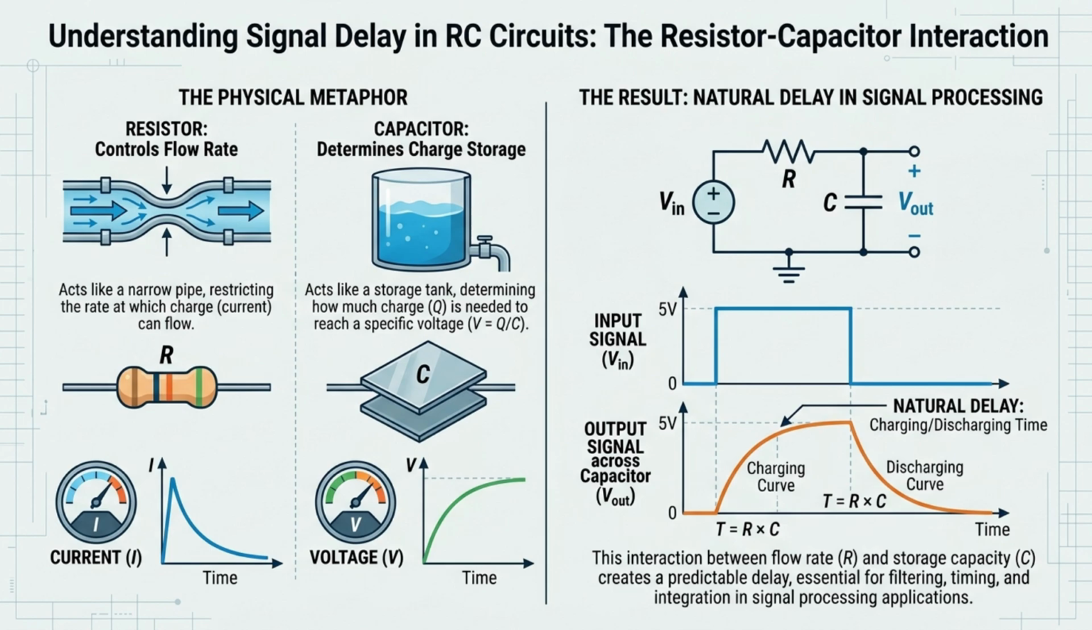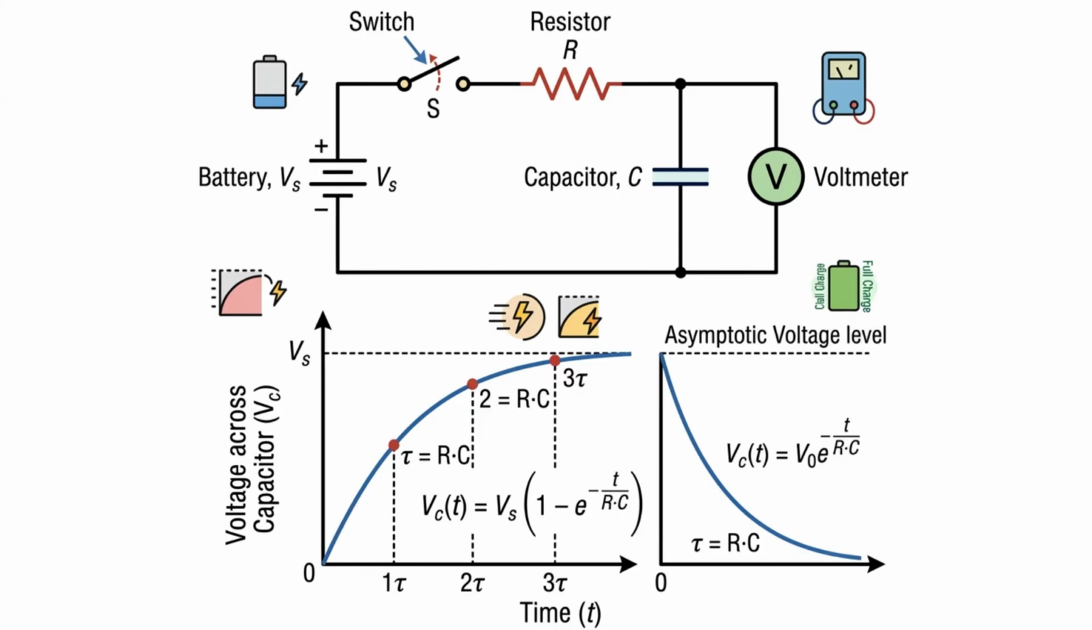From a physical perspective, the resistor controls how quickly charge can flow, while the capacitor determines how much charge must be stored to reach a given voltage. This interaction creates a natural delay between input and output, which is essential in many signal processing applications. RC circuits are often used as simple models for more complex dynamic systems because their exponential response captures the fundamental behavior of many physical processes. This makes them one of the most important building blocks in circuit theory.